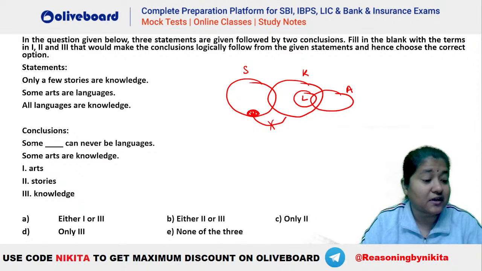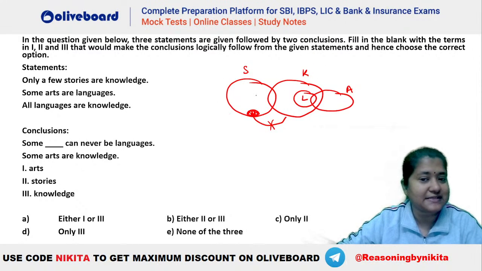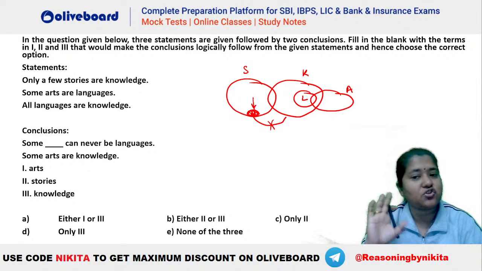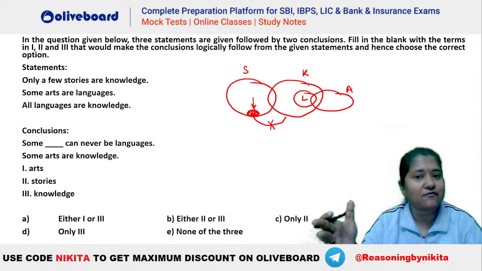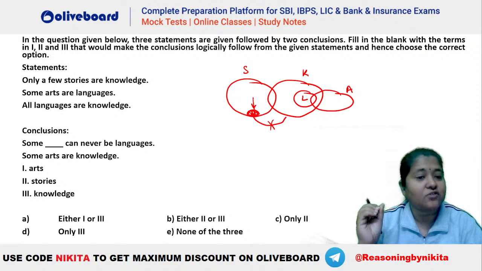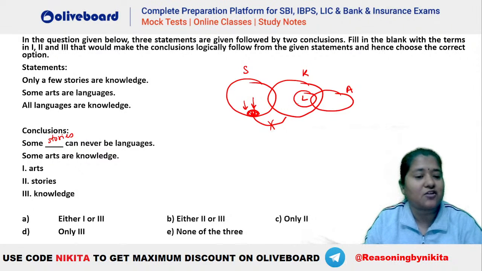Now, first one, the conclusion, you can see that the blank is given in the first one. Some dash can never be language. Now, where do we have a negative information? You can see the first conclusion is negative in nature. From where is this negative coming? In all the three statements, the only negative part is only a few, right? So we have a certain portion of story which should not go inside knowledge. And if it cannot go inside knowledge, how will it go inside language? Isn't it? So yes, there is a part of story which can never be a part of language here. So the answer to this question will be some stories can never be language, right? This portion of stories will never be a part of language here.